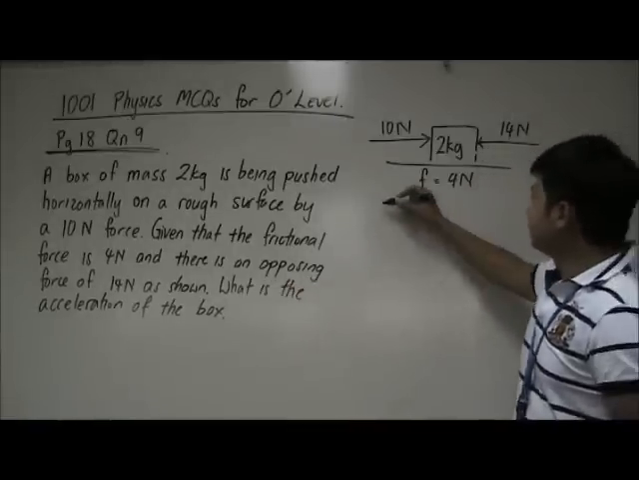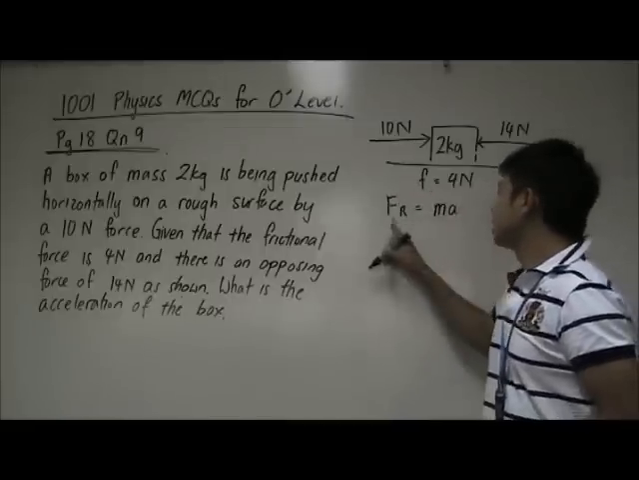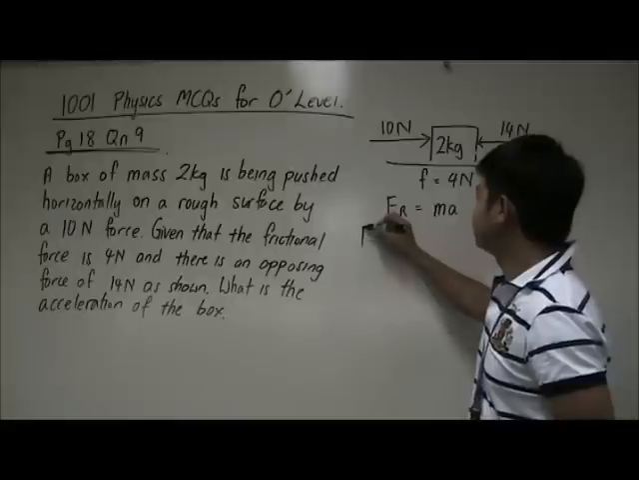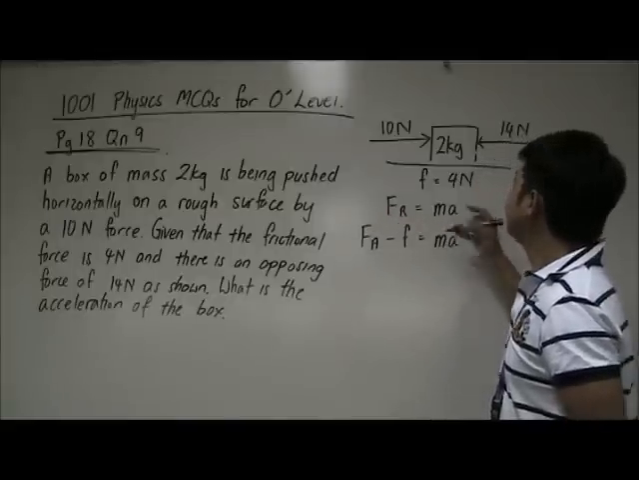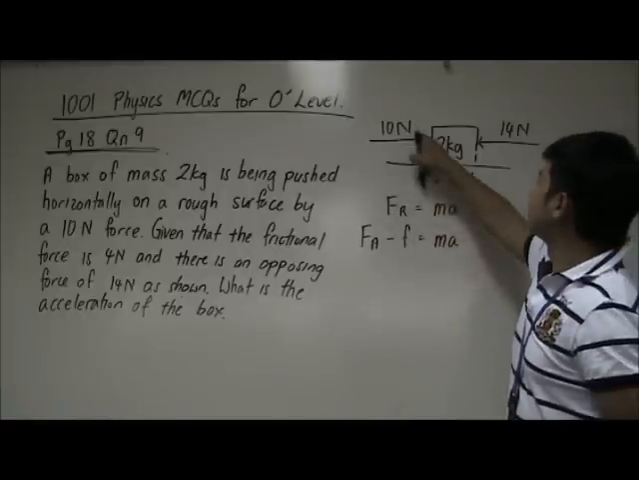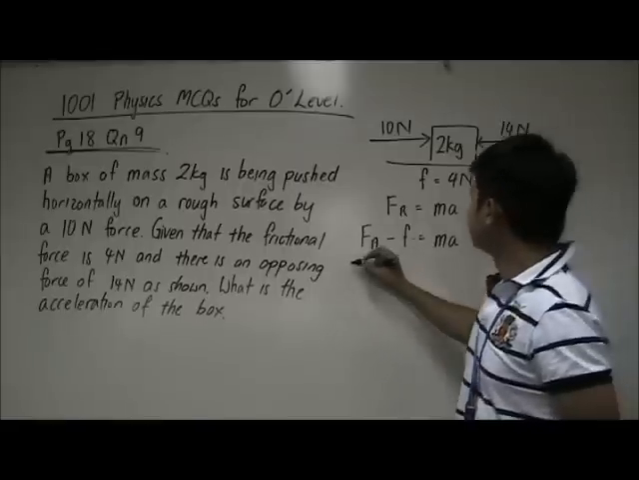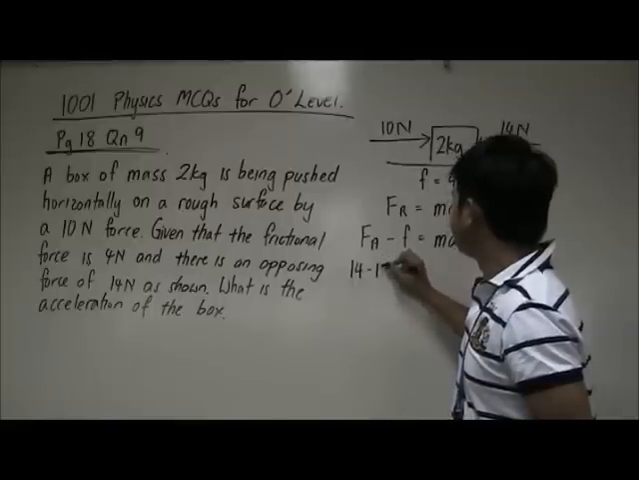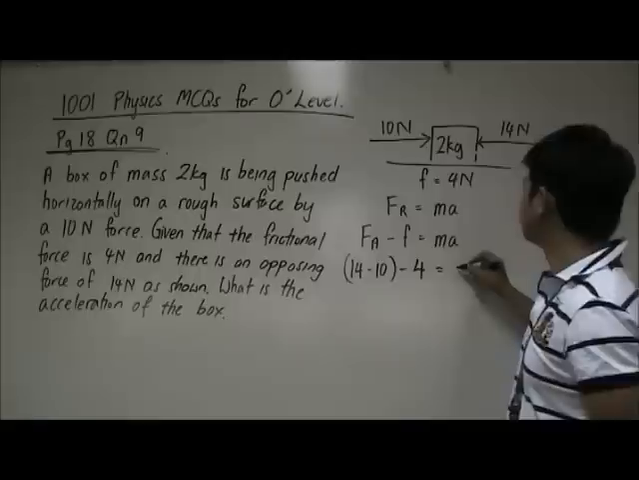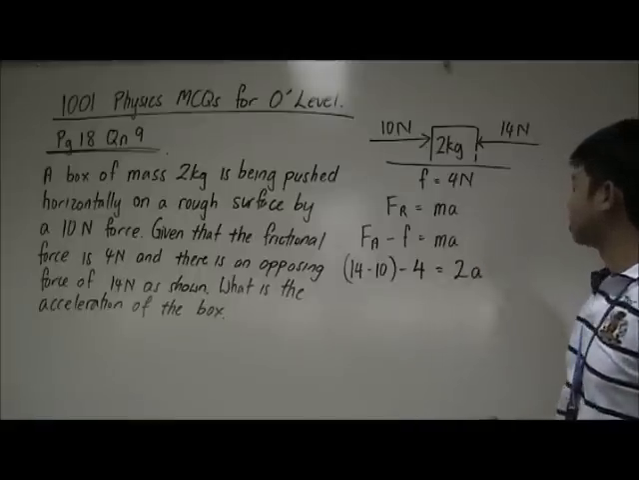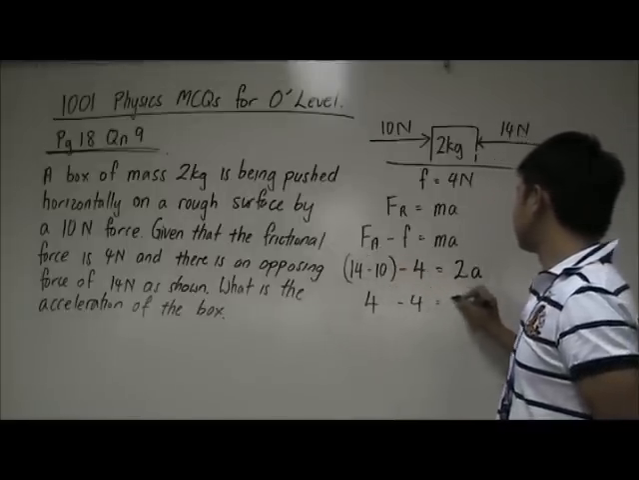Okay, with this we can use the formula. Resultant force is equal to ma, and we can modify this formula such that it becomes applied force minus friction is equal to ma. Applied force will be the combination of the forces applied on the mass, which is 10 Newton and the 14 Newton force. So this will be 14 minus 10, minus away the friction, which is 4 Newton, is equal to the mass, which is 2 multiplied by acceleration. So the applied force in this case is 4, 4 minus 4 is equal to 2a.